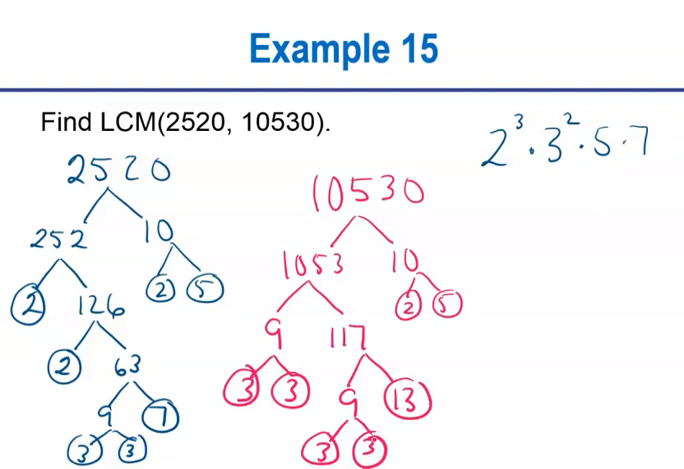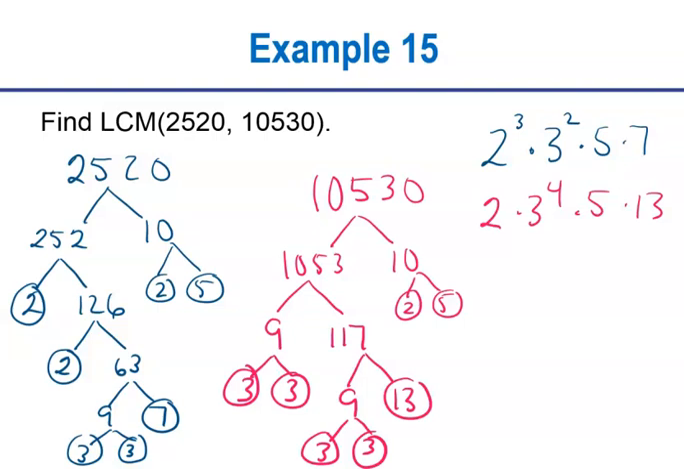There are a lot of branches here. So we have 2. We only have one of those. But 3s we have 1, 2, 3, 4. So that's times 3 to the 4th. We have times 5. And then times 13. And again, I highly encourage you to check this on your calculator if you have one available, to make sure you have factored it properly. That is 10,530.